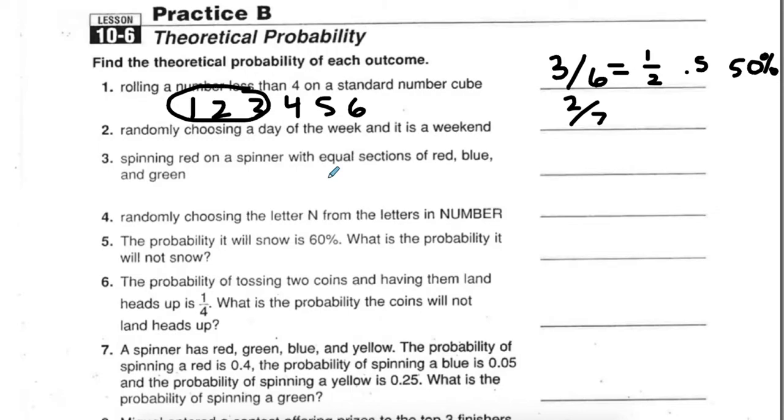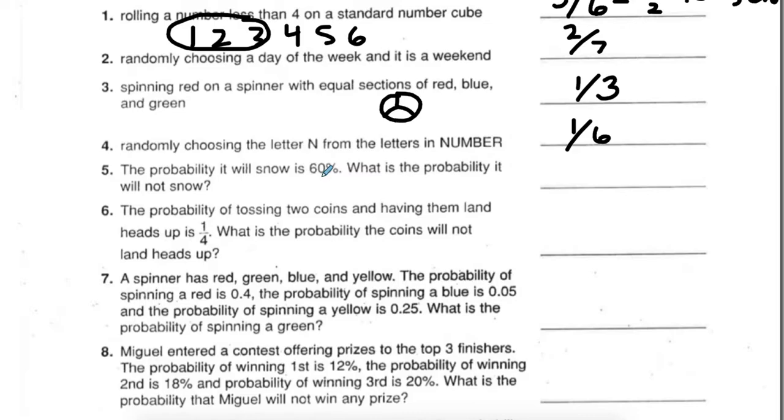Number 3, spinning red on a spinner with equal sections of red, blue, and green. Well, if you have 3 sections and we want to only choose one of those sections, that would be a 1 in 3 probability. Number 4, randomly choosing the letter N from the letters in number. Well, there is only one N, and we have 1, 2, 3, 4, 5, 6 letters. So you would have a 1 in 6 chance of choosing that letter. Does that mean every 6th time you're going to get it? No. We showed that with the card experiment in class the other day, but that's really what we're dealing with here.